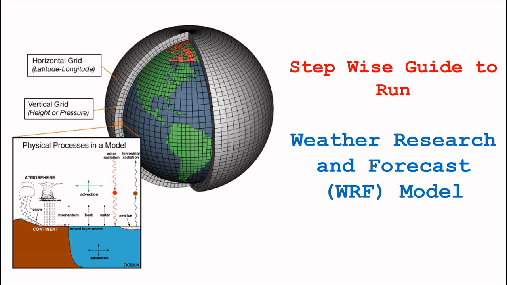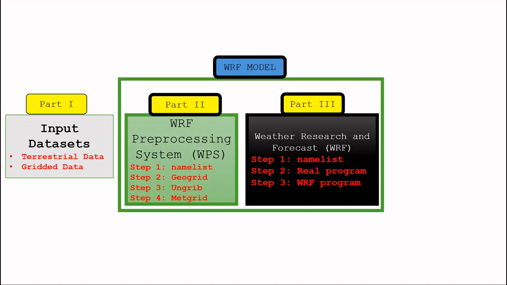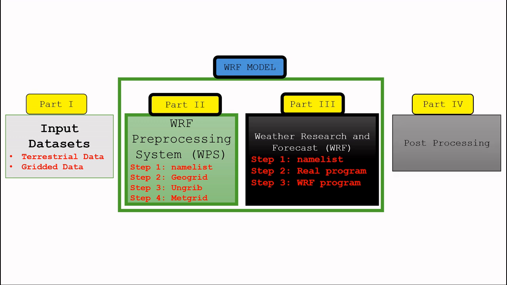Now let's discuss the further steps to run WPS and WRF. The WRF model is mainly classified into 5 parts. First, input dataset. Second, WPS or WRF preprocessing system. Third, actual code of WRF model. And the fourth one is the post-processing of WRF output. Now discuss each part of the WRF model in detail one by one.